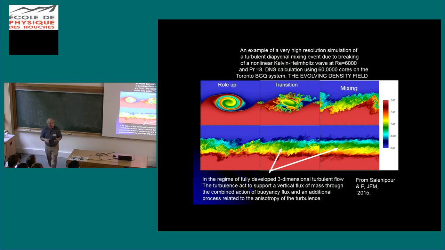So let me talk just very briefly about the work that we have been doing recently to understand the turbulent origins of the vertical mass flux that's required in the deep ocean in order to enable the Antarctic bottom water cell water to return to the surface in the Southern Ocean.